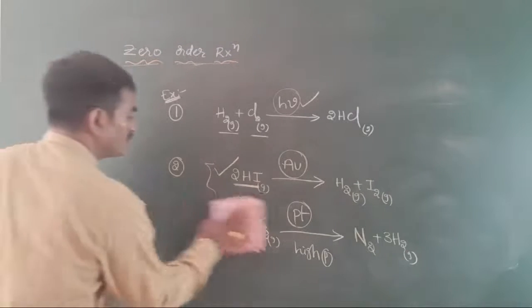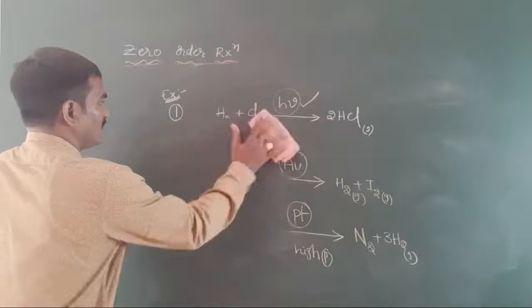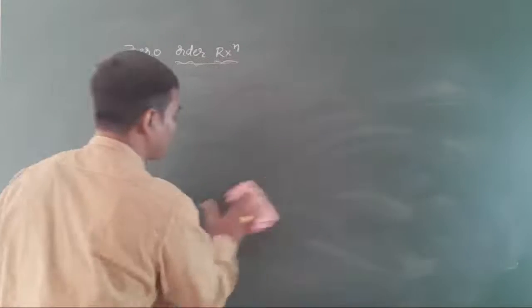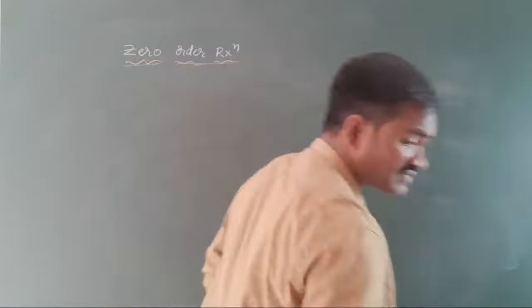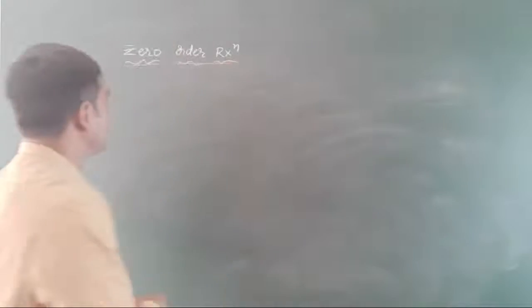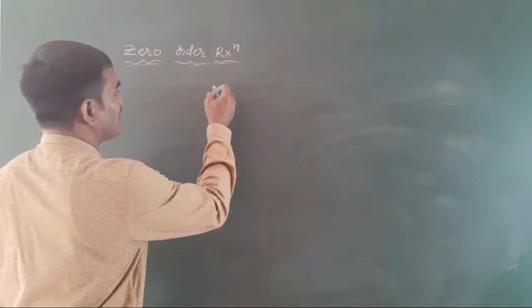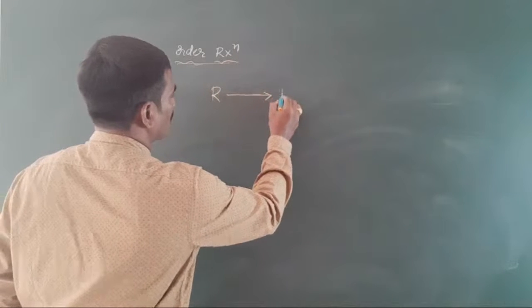Okay, now coming to the next. Now I am taking one example for zero order. Graphs also we will discuss one by one. Here you see, first I am taking a reactant R gives products.